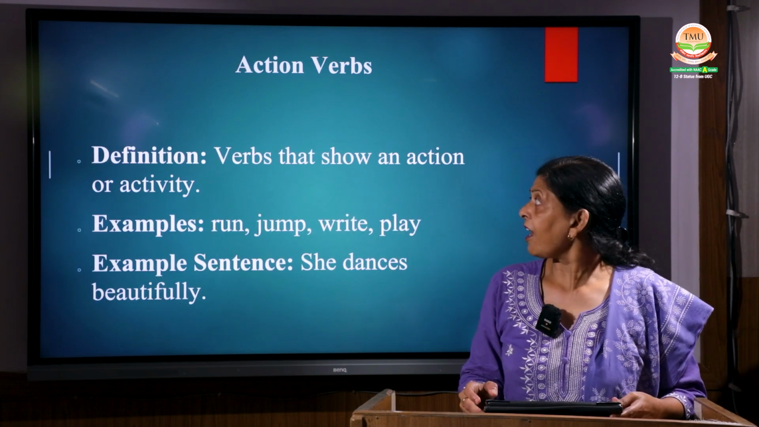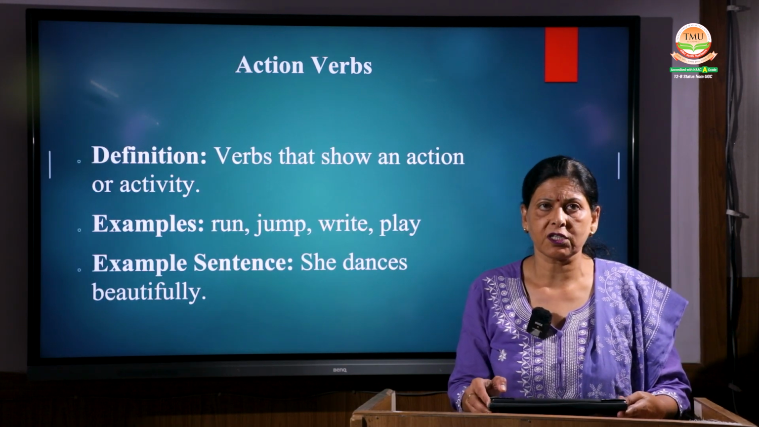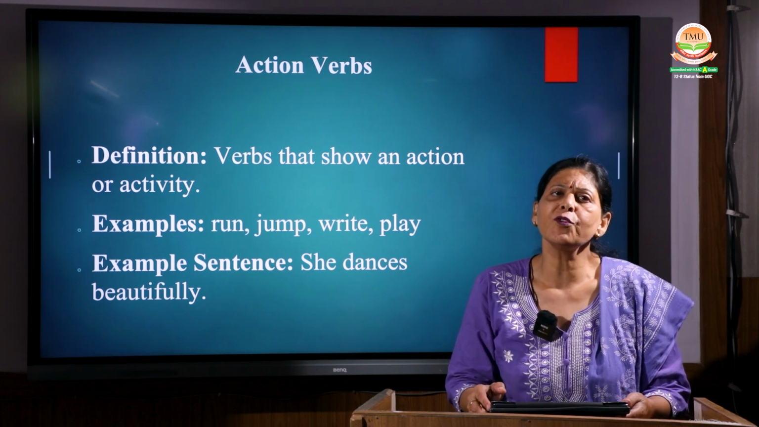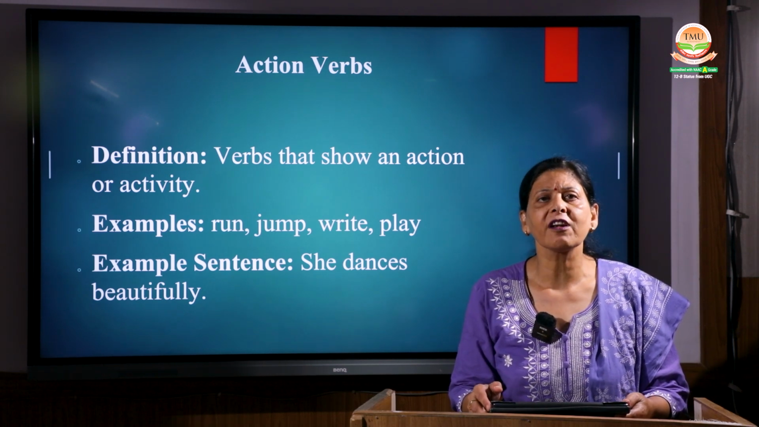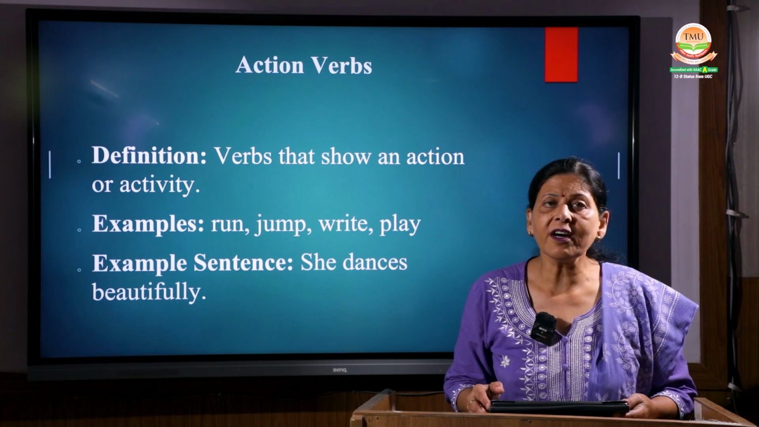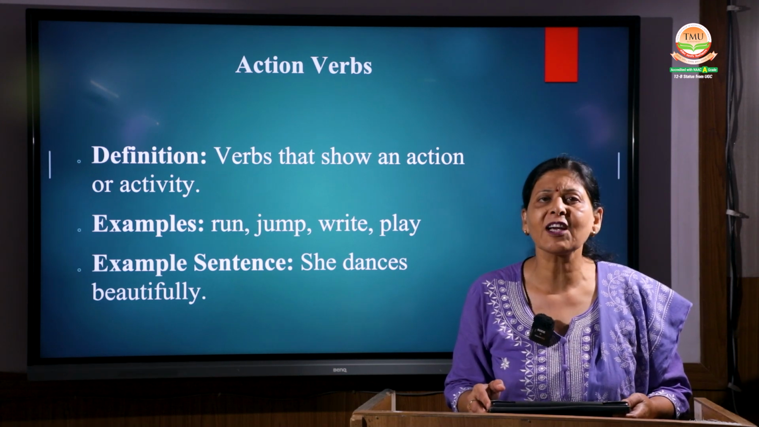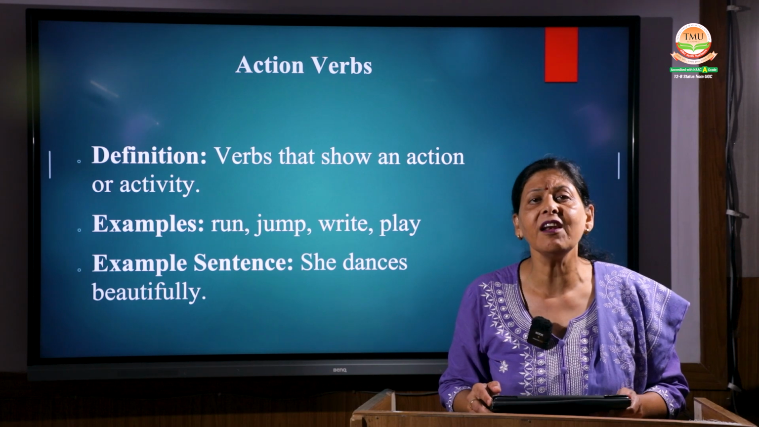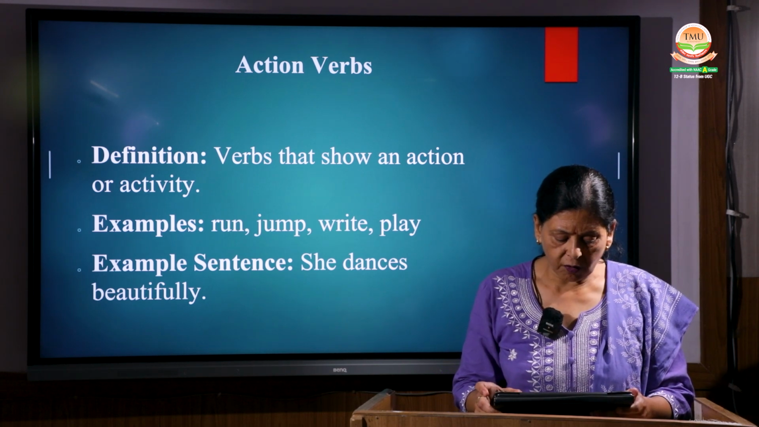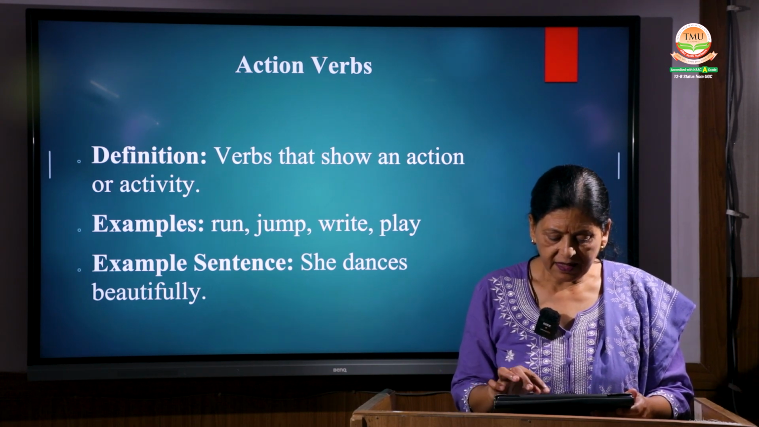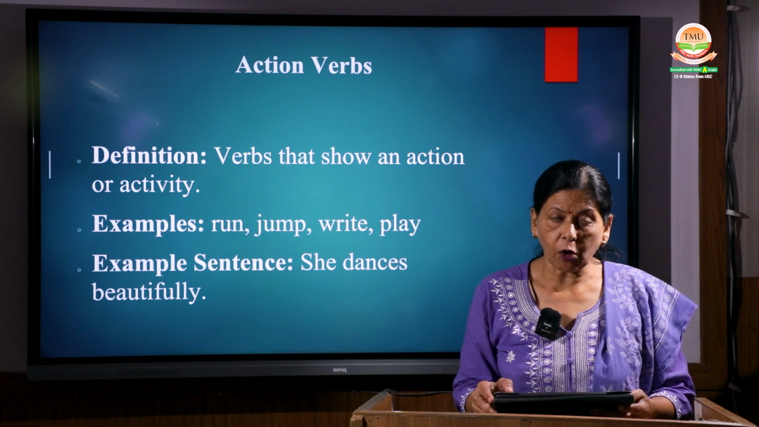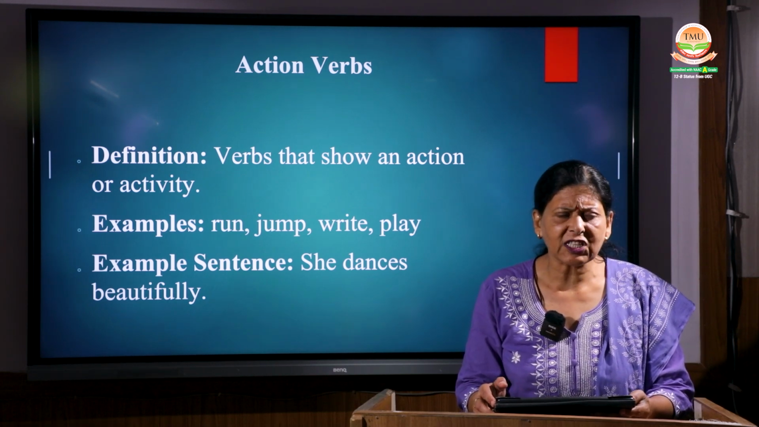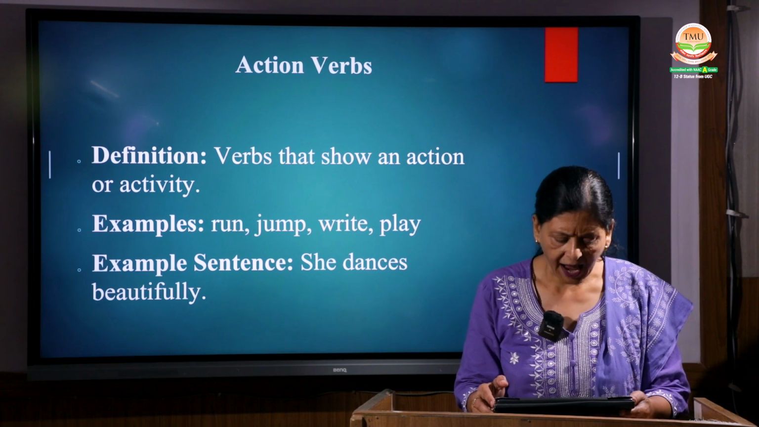The first category is the action verbs. What are the action verbs? As simple as that, which we learn from our very junior classes: the words that show action are verbs, and action verbs tell us about the action which has taken place, how the action has taken place. Examples are run, jump, write, sleep, eat. All these are action verbs.